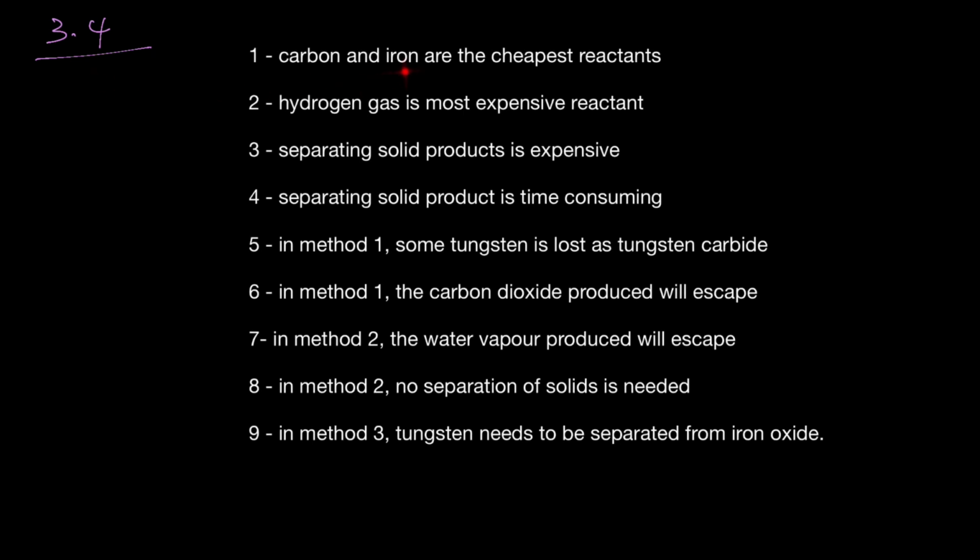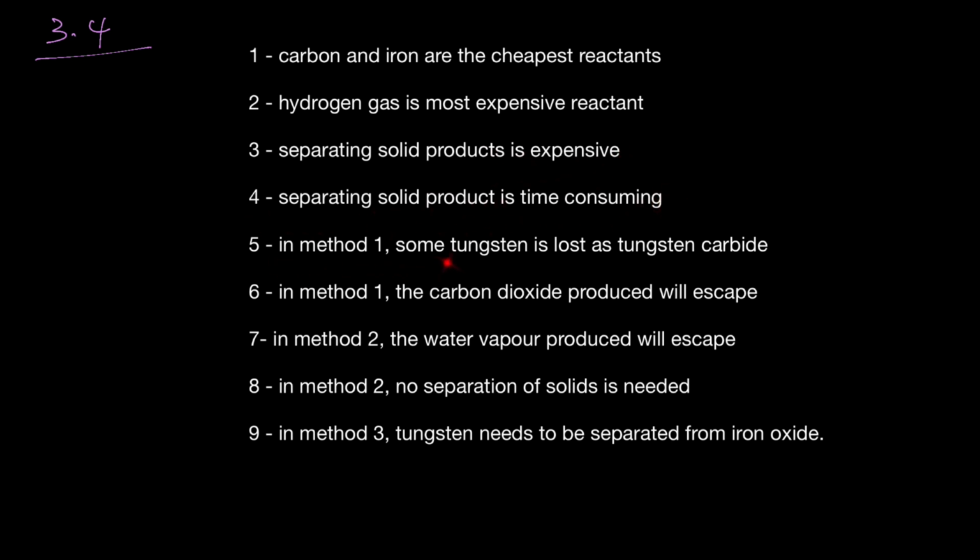Okay, so this is 4 marks. We're looking for 4 points. Any of these points will do. Carbon and iron are the cheapest reactants. Hydrogen gas is the most expensive reactant. Separating solid product is expensive. Separating solid product is time consuming.